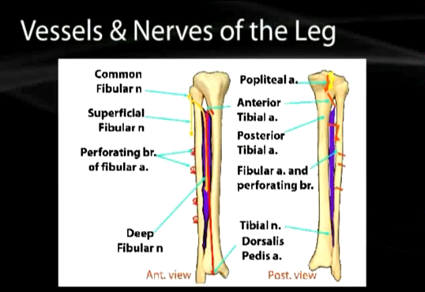So when it's under that soleus, the anterior will go through the interosseous membrane to get into the anterior compartment, whereas the posterior tibial will stay in the posterior compartment.